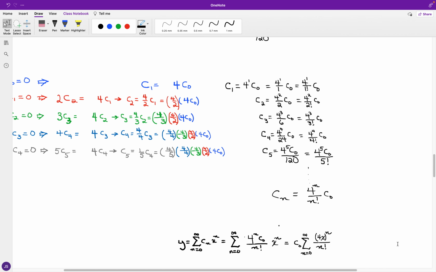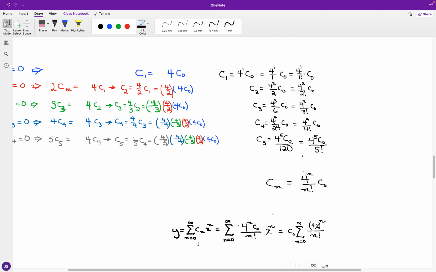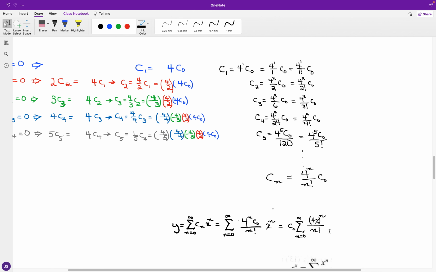So again, we have y is equal to the sum of c sub n times x to the n as n goes from 0 to infinity. And looking at what we have for c sub n, we have 4 to the n times c naught all over n factorial, and then we have times x to the n. If we shift c naught to the front and cluster together 4 and x, since both of these factors are raised to the nth power, consolidated, we have quantity 4x to the nth power over n factorial.